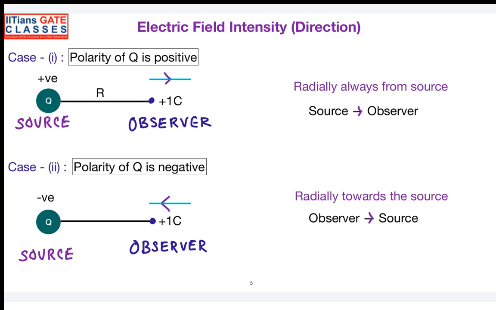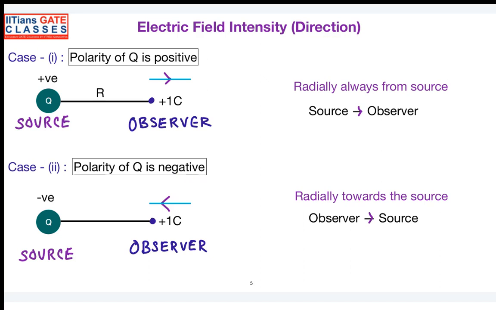You can see here, this direction will be same as source to observer. You can extend it down. And what will happen when the polarity is negative? Since it is negative and the observer is of positive type, the 1 Coulomb charge is trying to attract towards the source. So when Q is negative, this 1 Coulomb charge is trying to move towards the source, and the electric field intensity will be radially towards the source. In other words, the observer is trying to move towards the source, that is, from observer to source.